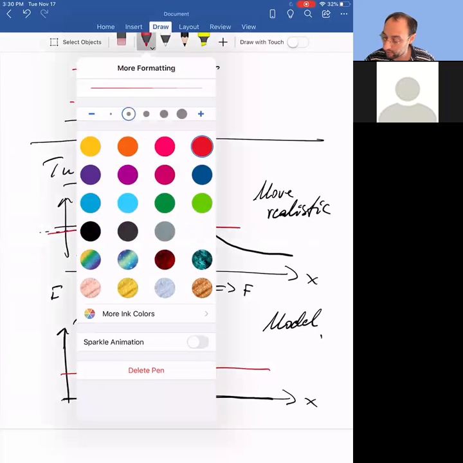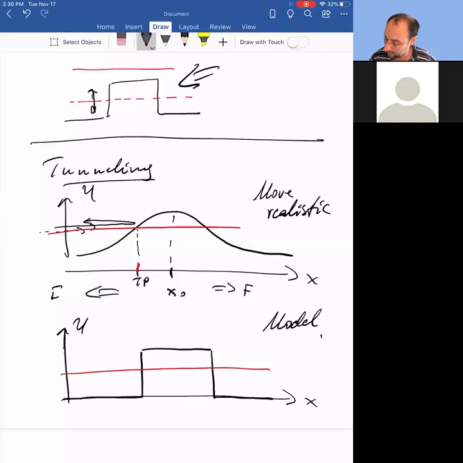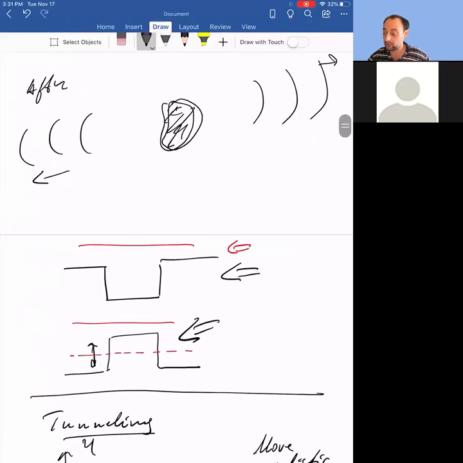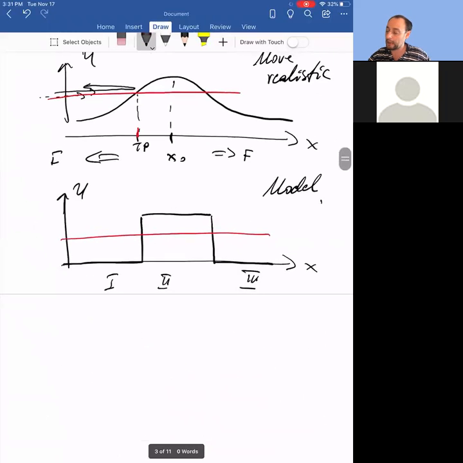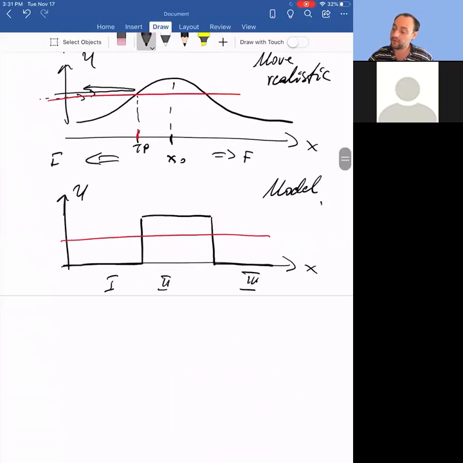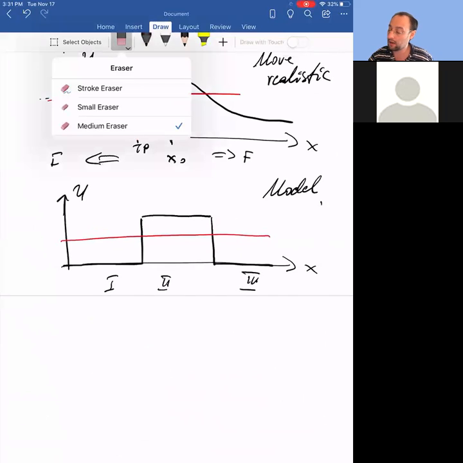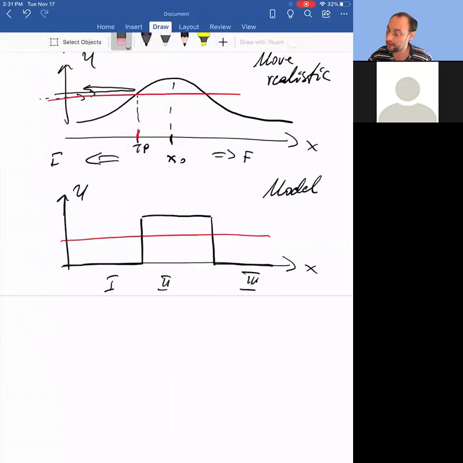So now I can label my regions. I could even do it in the realistic one. If the energy is above the well, then it will move fast, then slow, then fast. That's what your textbook discusses, and that's qualitatively similar to what we discussed yesterday. But if the energy is below the maximal potential energy barrier, then classically the particle will just never penetrate the barrier.